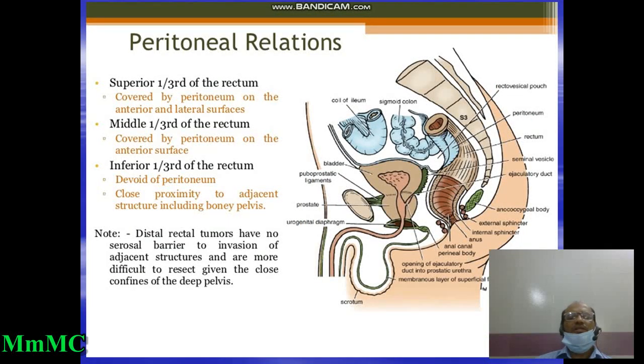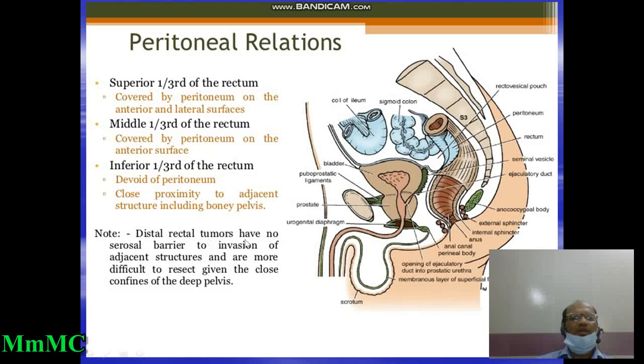That is important. Peritoneal relation of the rectum is very important. Superior one third of the rectum, that is the upper one third, is covered by peritoneum both anteriorly and laterally. Middle one third of the rectum is covered by peritoneum only on the anterior surface. The inferior one third, the lower one third of the rectum, is devoid of peritoneum. That is very important regarding the treatment purpose.